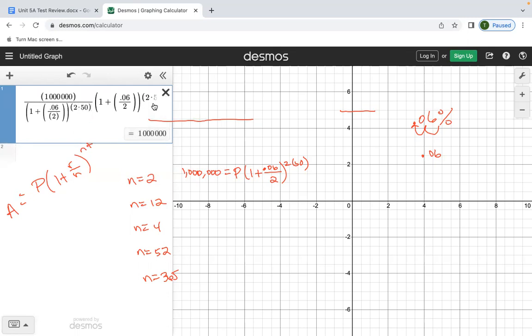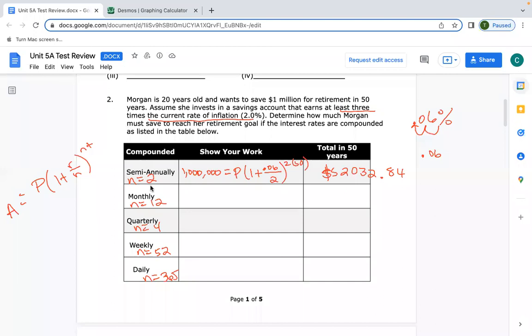So how much does she need to invest originally? She would need to start off by investing 52,032.84. I'm going to write that down. So she would have to invest 52,032.84. Remember, we're going to round to the nearest hundredth because we're dealing with money. Okay, I want you to take a second. I want you to try the others, and then we're going to talk about them in just a second.